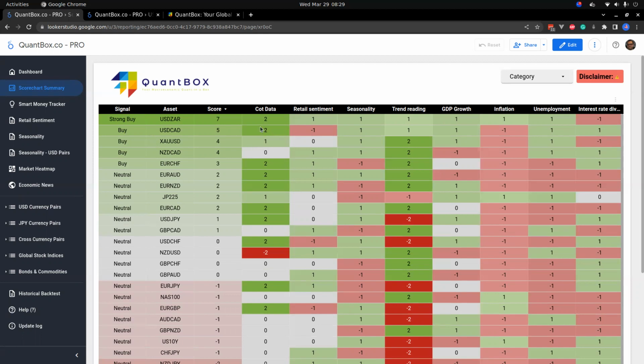Now, in USD CAD, you can see, yes, they are. There's a 2 there, okay? Great. We got some red items over here, retail sentiment, inflation, fair enough. Lots of green, though, and a nice green over there. So let's look at USD CAD.